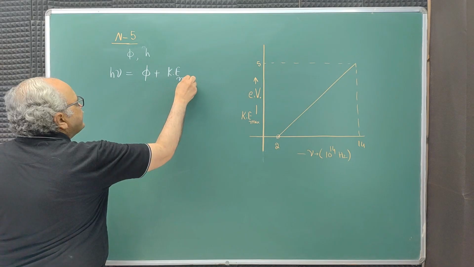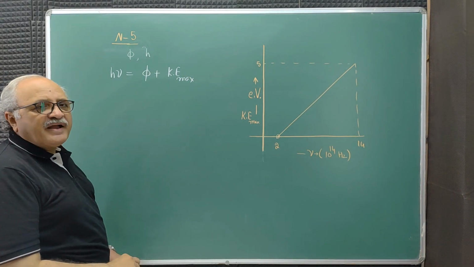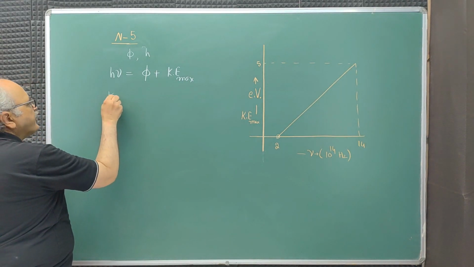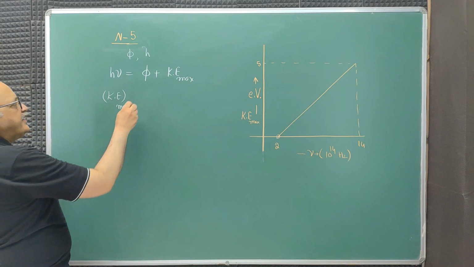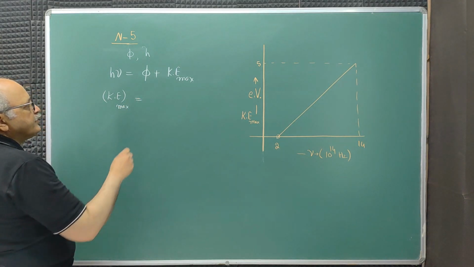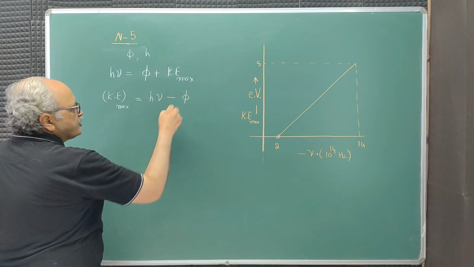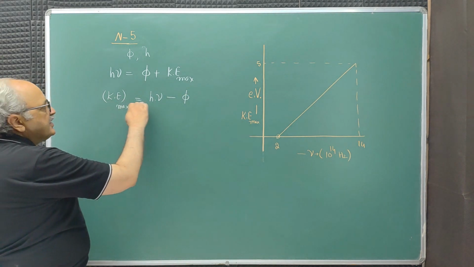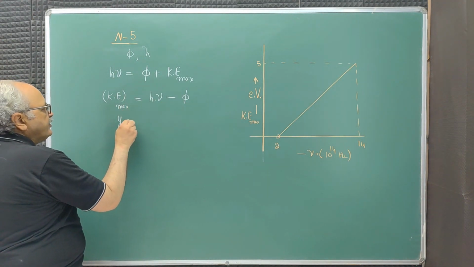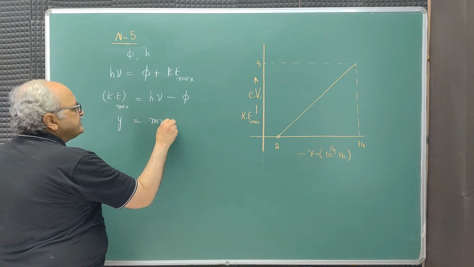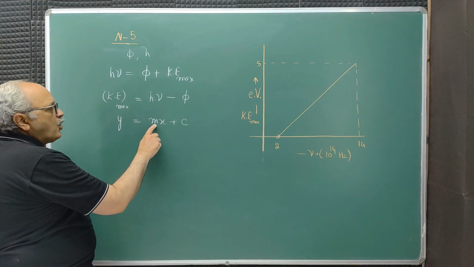It says that h nu is equal to the work function plus the maximum kinetic energy. If I modify it a bit, writing it this way, the maximum kinetic energy is equal to h nu minus the work function. This actually represents a straight line equation. Let's compare it with the standard equation of a straight line, where m is the slope.